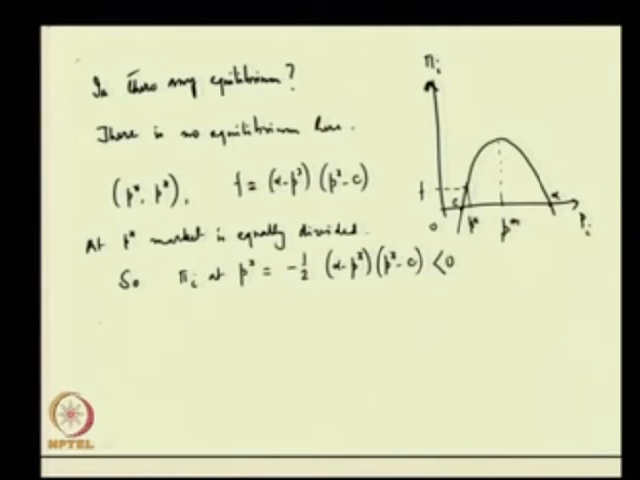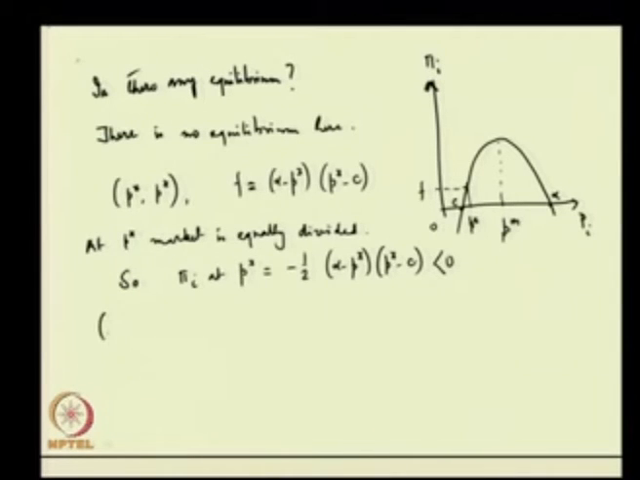If we take any other pair of prices higher than P star, then some firm is earning a positive profit if the prices are different. The lower price charging firm is earning some positive profit. In that case, the other firm will undercut that firm. So, that cannot be an equilibrium.